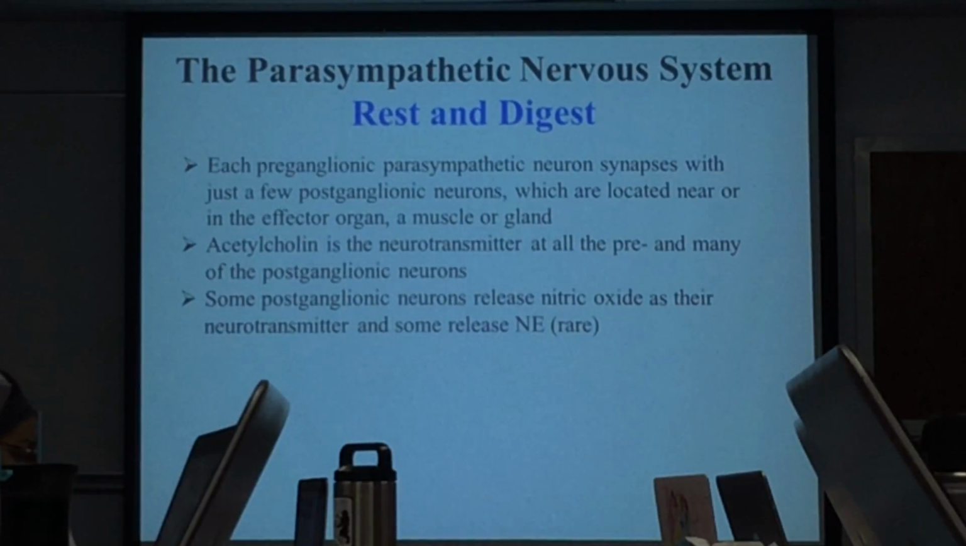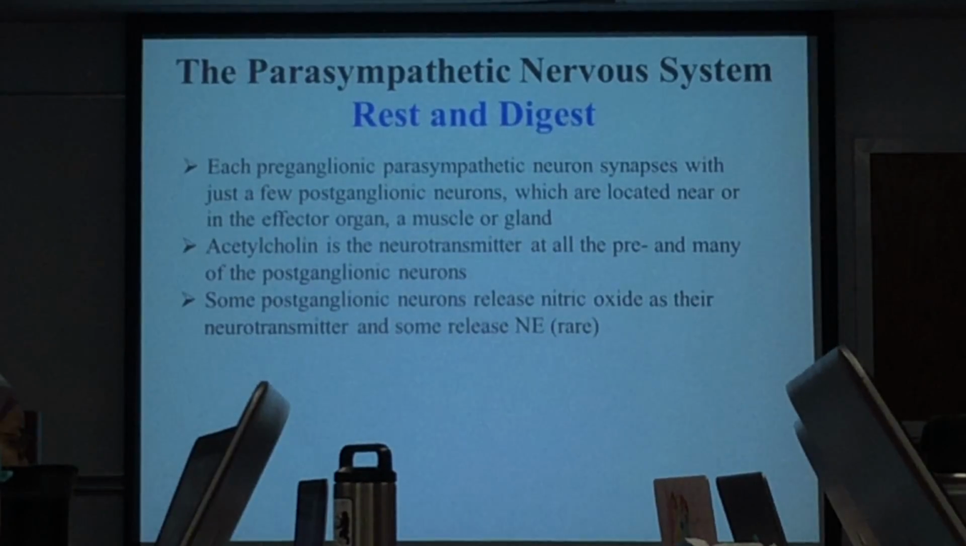So, in contrast, the parasympathetic nervous system is to counteract the stimulation of the sympathetic system. So we call this a rest and digest function. Each preganglionic neuron synapses with just a few postganglionic neurons, which are located near or in the effector organs, or in a muscle or a gland.